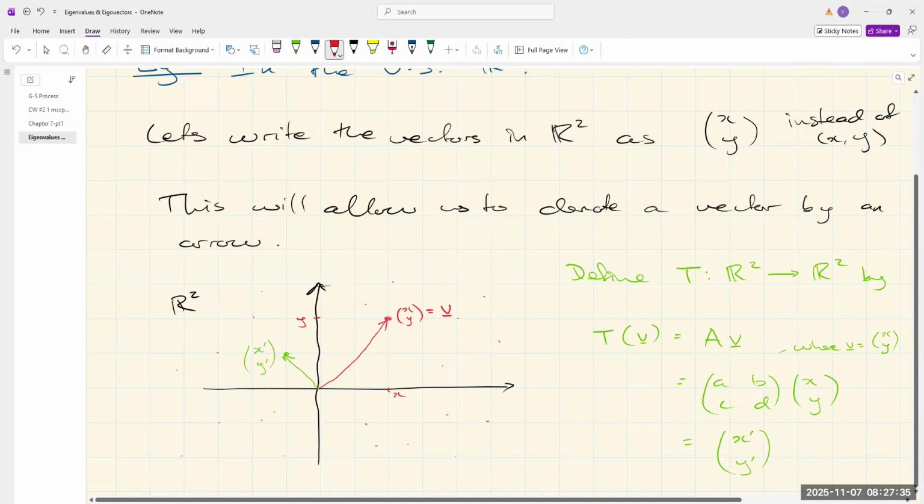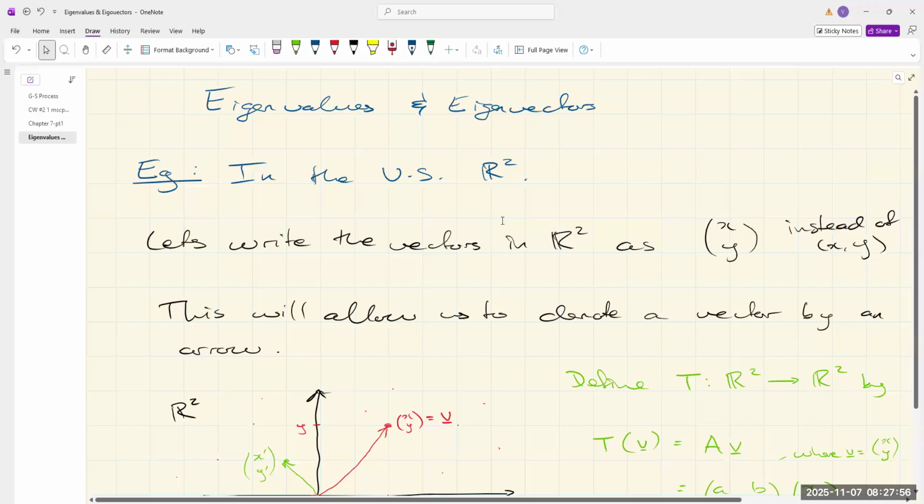There will, of course, be one vector, the zero vector at the origin, given by 0, 0. That zero vector is going to be remapped to the zero vector, so it's not going to move. Eigenvalues, eigenvectors.